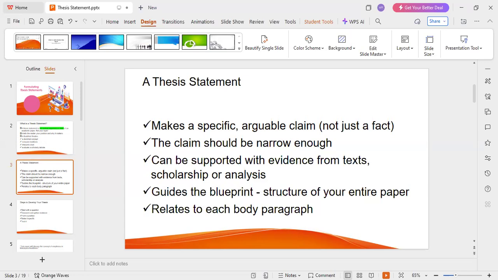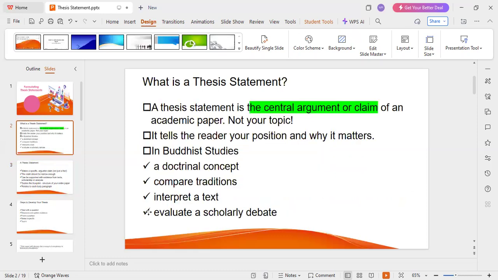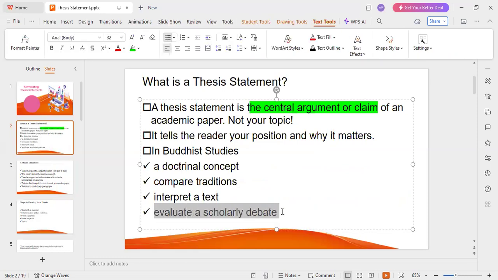And also, your thesis statement can be supported with other evidence. Let's say evidence from other research articles, existing scholarship, academia, and also existing analysis. So that is totally fine. And also, as we discussed here, you can evaluate a scholarly debate and also you can interpret a text. You can reinterpret as well.